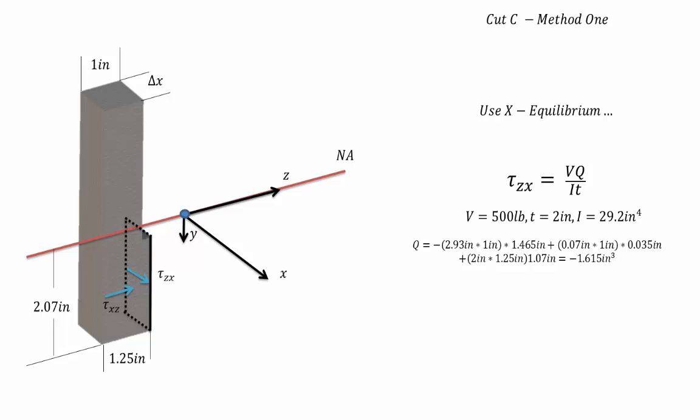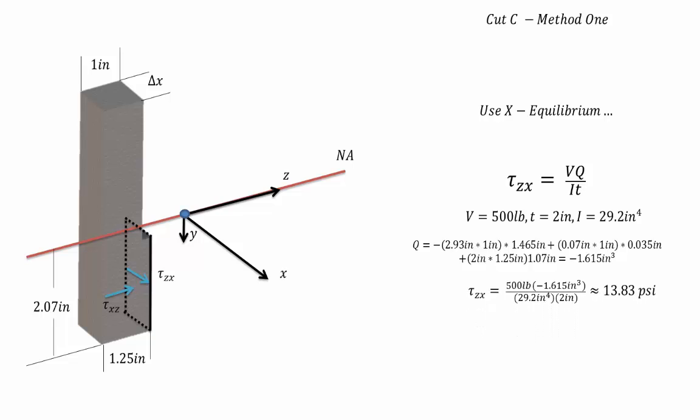So as before, we're going to start by taking it piece by piece. We're going to start with the piece above the neutral axis, so that's the negative portion. So we have minus 2.93 inches by 1 inch, the dimensions of the area of that section above the neutral axis, and its center is 1.465 inches away from the neutral axis. Now that we've found that, we can look at the sections below the neutral axis. So we have one section that is 0.07 inches by 1 inch, and its center is 0.035 inches away from the neutral axis. And we also have a section that is 2 inches by 1.25 inches, that its center is 1.07 inches away from the neutral axis. When we sum all of these together, we get that Q is equal to minus 1.615 inches to the third.